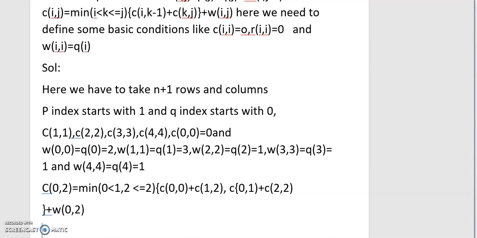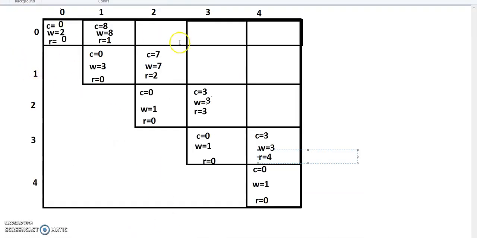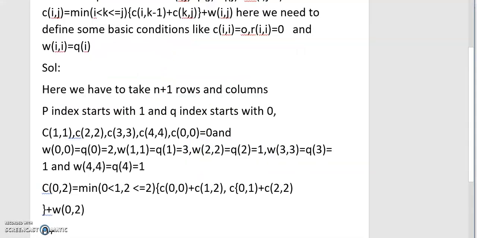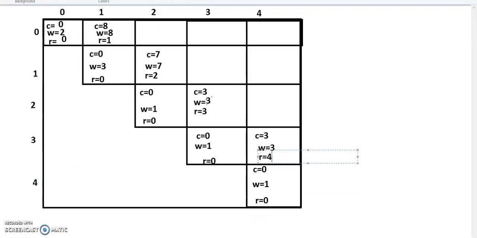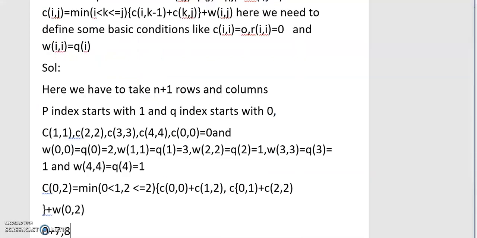C of 0 comma 0 means 0, plus C of 1 comma 2, how much? C of 1 comma 2 is 7. Then C of 0 comma 1, how much? 8, plus C of 2 comma 2, which we know is 0. So the minimum of these two is 7. So 7 plus we need to find W of 0 comma 2.